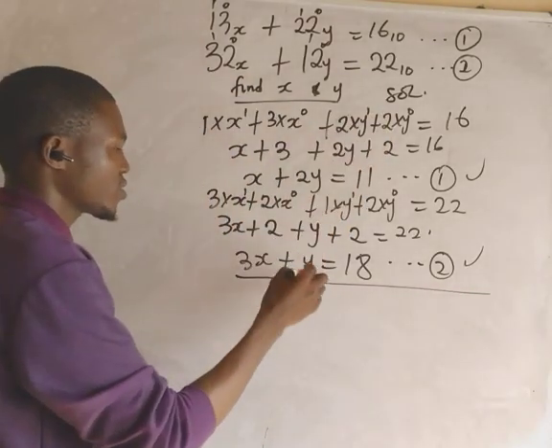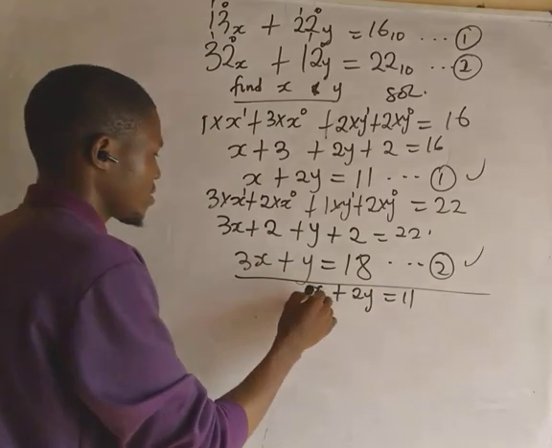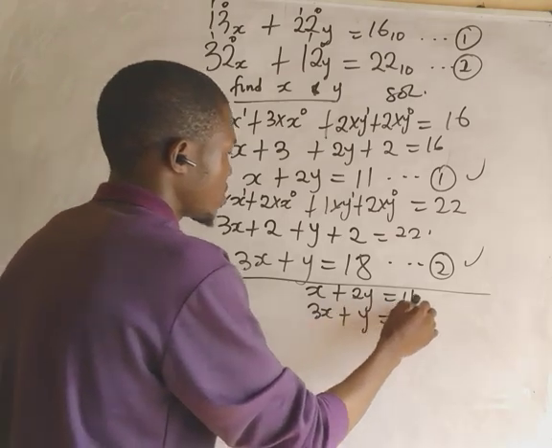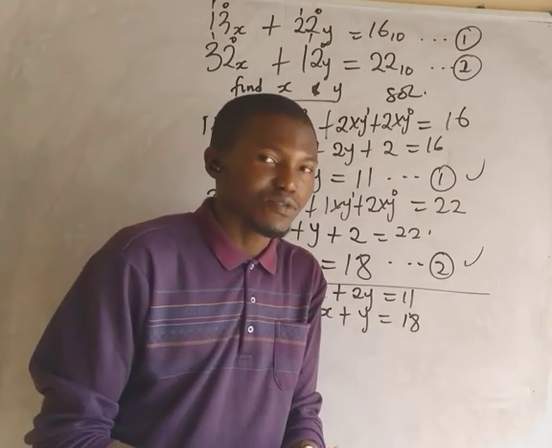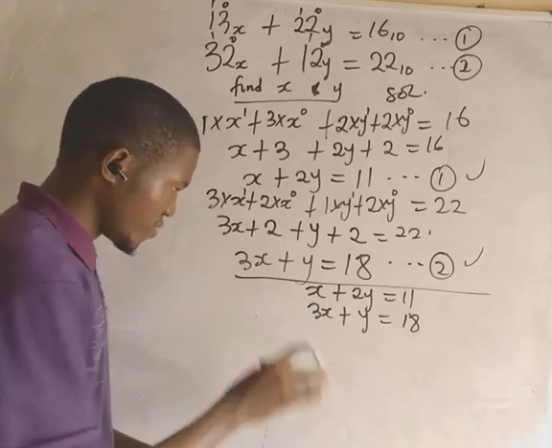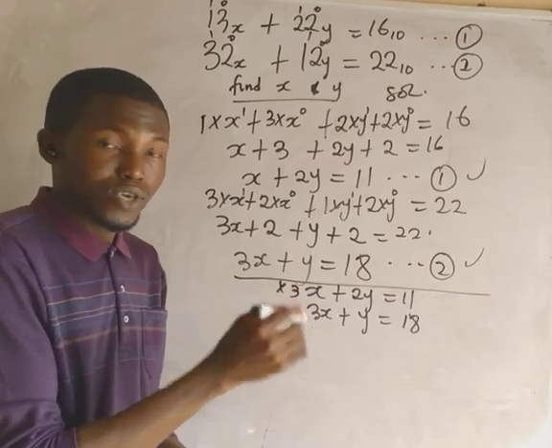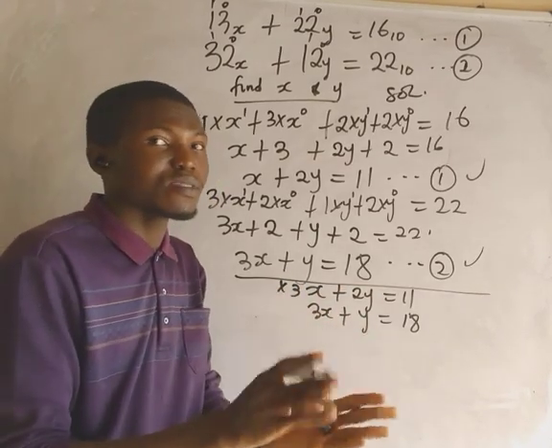So our equation 1 says x plus 2y is equal to 11 and 3x plus y is equal to 18. So how do we solve this? Let's just use the elimination method. The elimination method will be faster. Because you want to use elimination, this is 3, this is 1. We'll multiply here by 3 and here by 1, so that the coefficient is going to be the same.